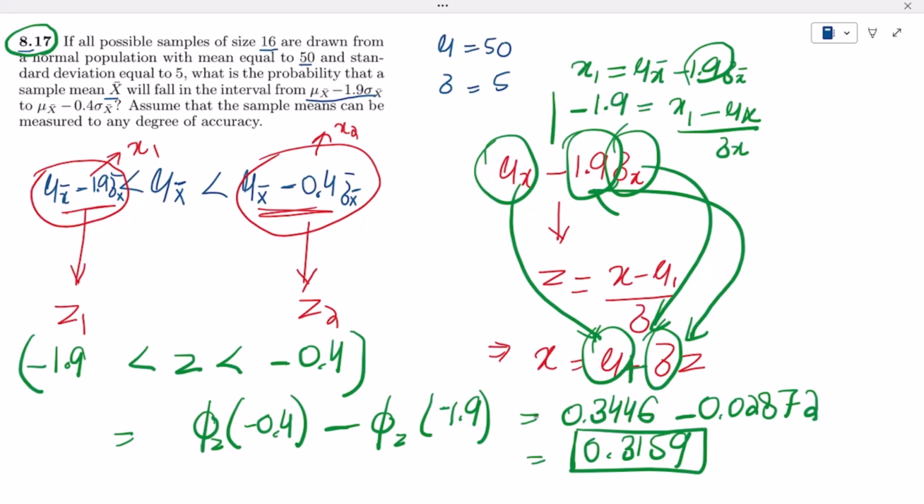If I have made any mistake in these calculations, you can redo them, but the overall procedure will remain the same. So that's it for today, in which we have seen the solution of question 8.17.